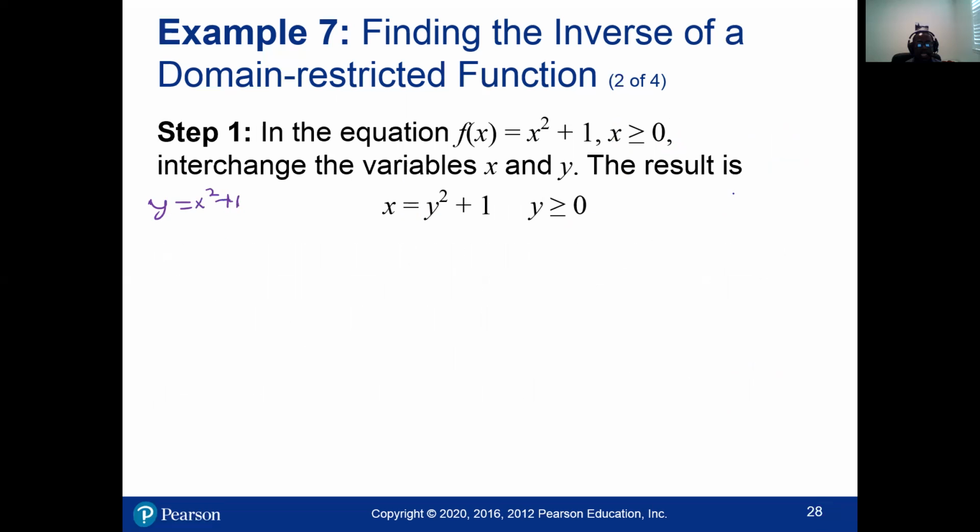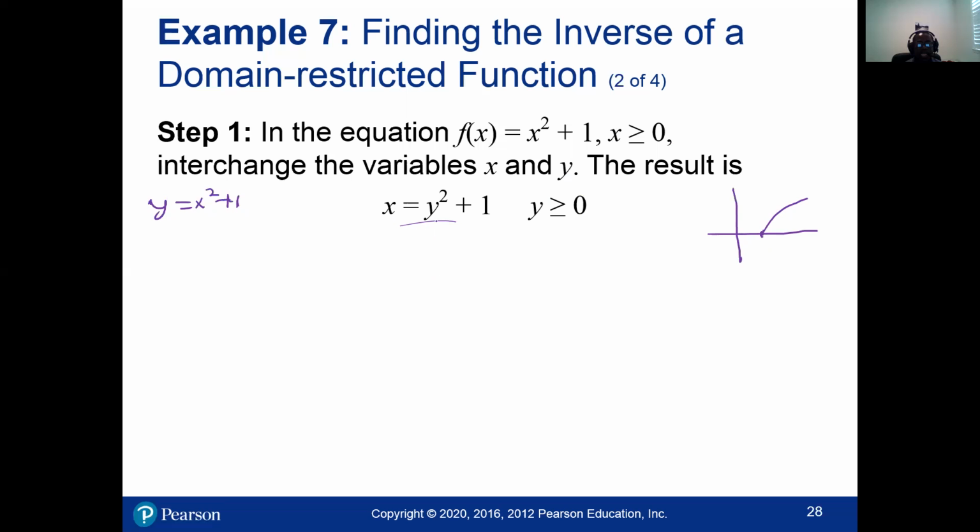Now, graphically, this is how it's going to be. This is 1. If you don't restrict, this is going to be the graph for this function. So you see that it is also one-to-one, so it has an inverse.